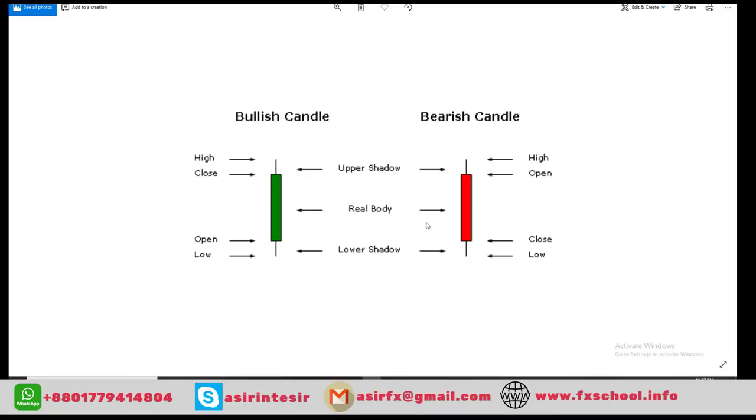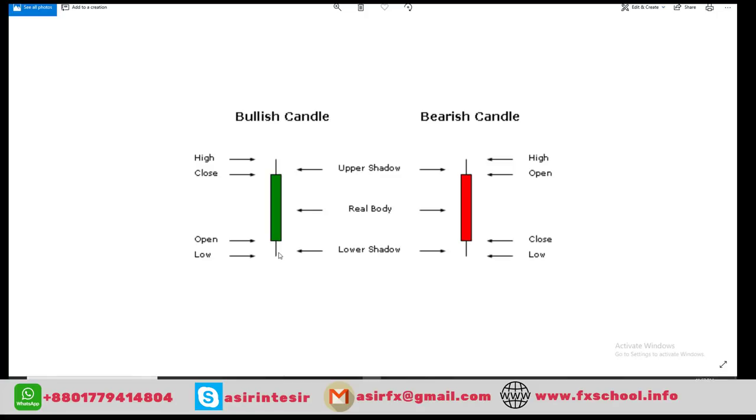Now the next part is this small line, you can see upside and downside of the candle. This is called the shadow. When you see these things, this is the shadow of a candle. When you see this kind of single line on the upside, this is the upper shadow, and when you see this kind of line on the downside, it's a lower shadow.